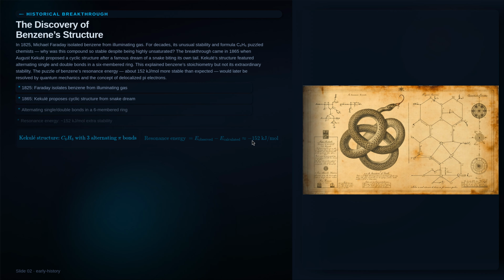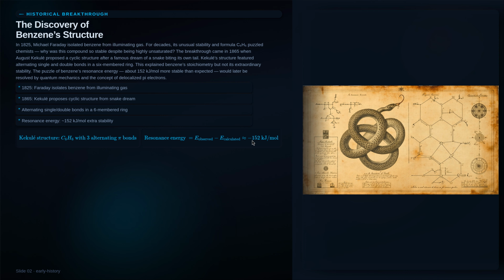In 1825, Michael Faraday isolated benzene from illuminating gas. For decades, its unusual stability and formula C6H6 puzzled chemists. Why was this compound so stable despite being highly unsaturated?